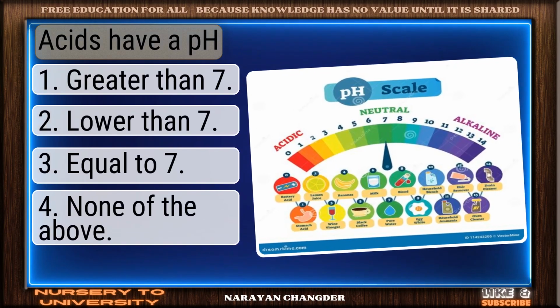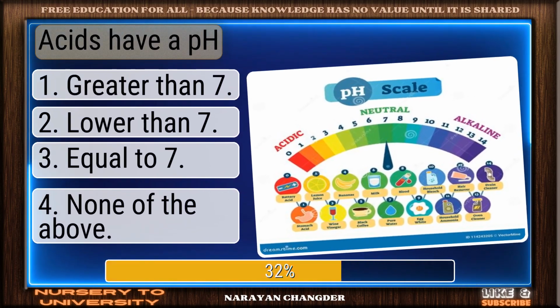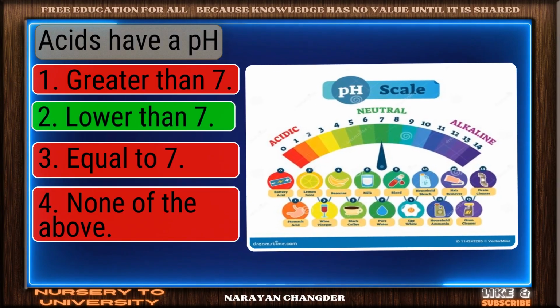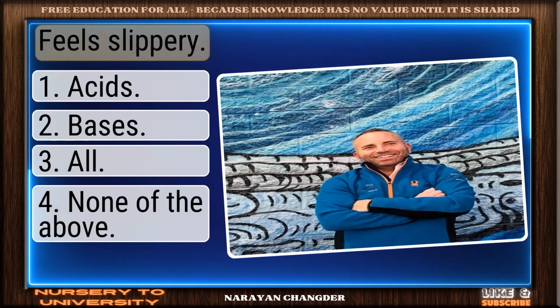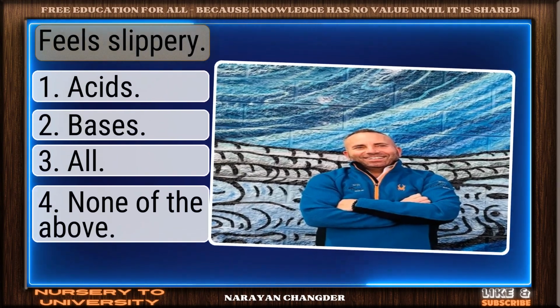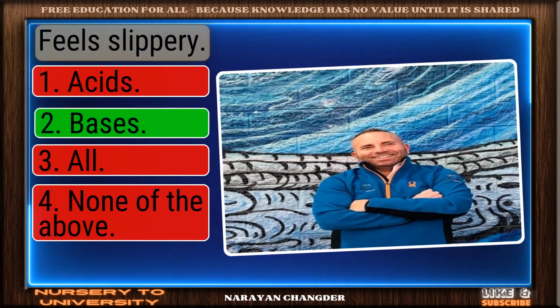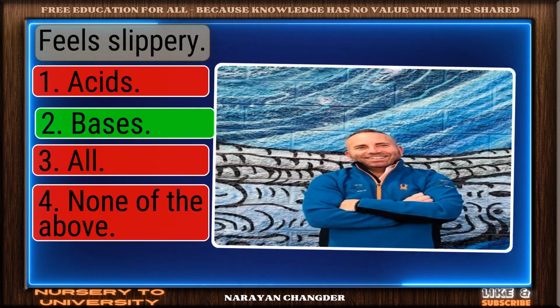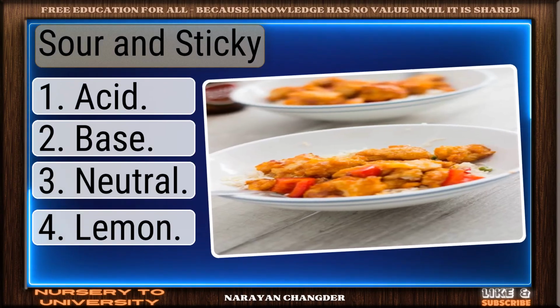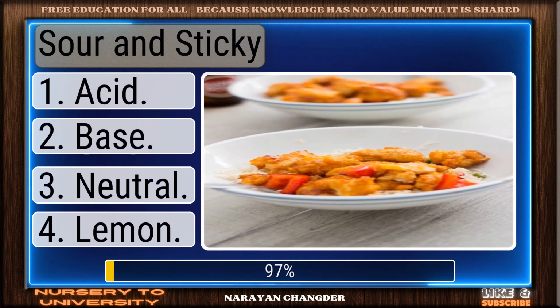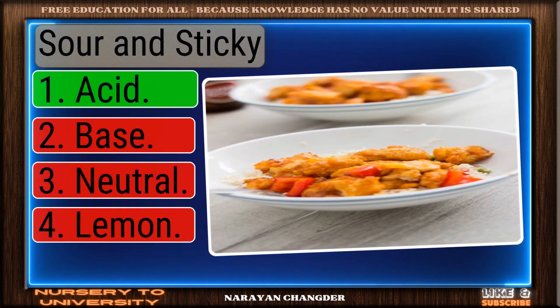Question number 274. Acids have a pH. On track. Lower than 7 is the correct answer. Question number 275. Feels slippery? Exactly. Bases make sense and it is the right choice. Question number 276. Sour and sticky? Bravo. Acid is the answer.